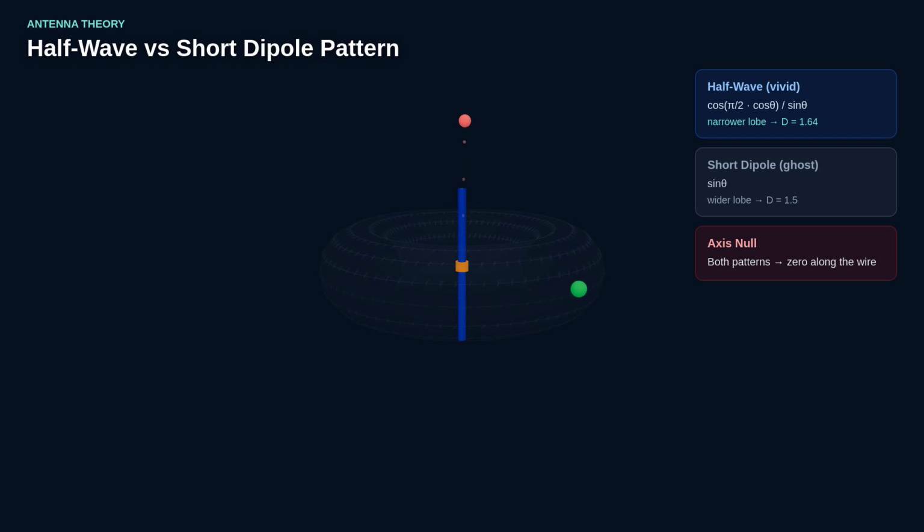In 3 dimensions, this narrower pattern still looks like a donut around the dipole axis, but it is a thinner donut than the short dipole produces. The null along the wire axis remains. That is a fundamental feature of any linear dipole. The broadside maximum is still the strongest direction. What has changed is that the half-wave dipole pushes a little more energy toward broadside, making it a slightly better radiator in the equatorial plane.